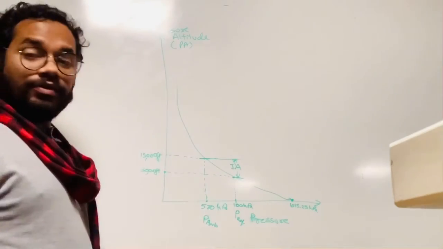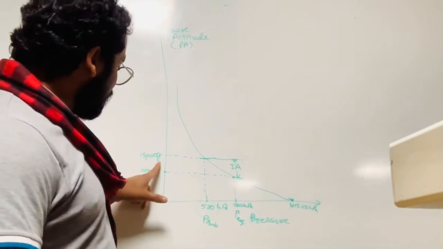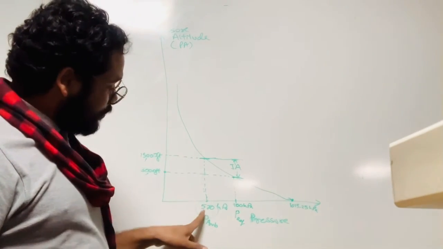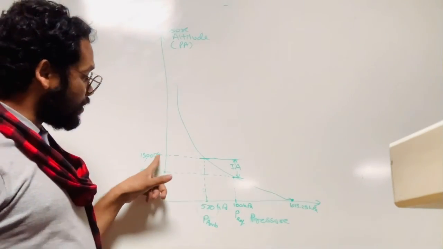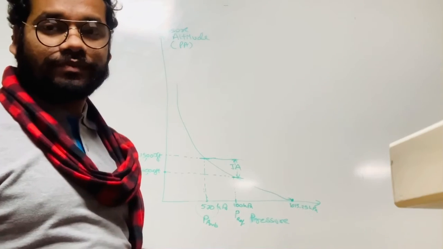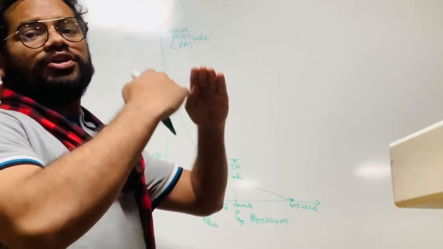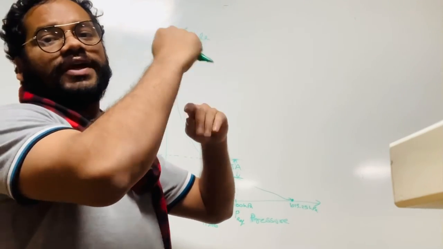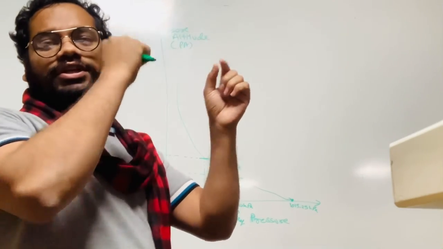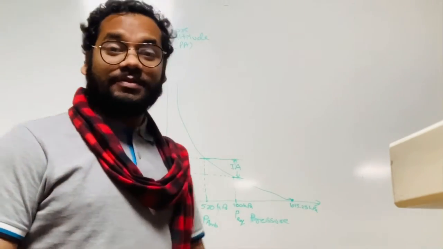Next, what is pressure altitude? Pressure altitude is the altitude which is measured by using pressure. One example of pressure altitude is 15,000 feet. By measuring a pressure of 570 hectopascal, we get this altitude, which is the pressure altitude. So at each altitude there will be a certain pressure, and that pressure would correspond to a certain altitude value, called the pressure altitude.